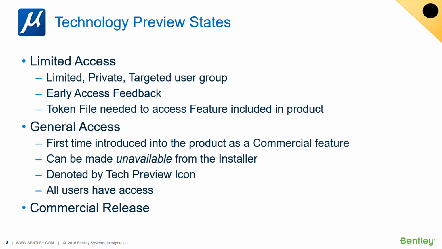It requires a couple of things. First of all, you need a special token file, and you have to install it in the right place. So it's not like just turning on a variable or something like that. You need the special token file to get access to the limited access technology. Once we've gone through a limited access cycle and gotten some feedback, we then have the ability to turn it to general access, which is the first time it's actually visible inside the application. Basically, it's automatically installed, but you can make it unavailable from the installer. You can uncheck the feature. It is also denoted by that tech preview icon, so you'll still recognize that this is not yet a commercially released feature of the application, but it's ready for production.